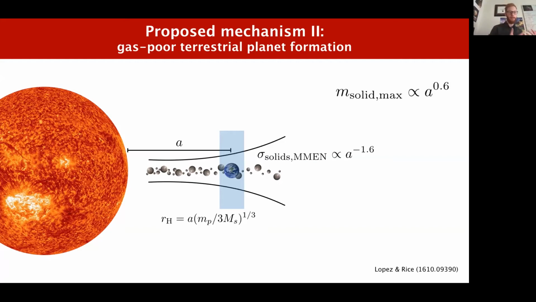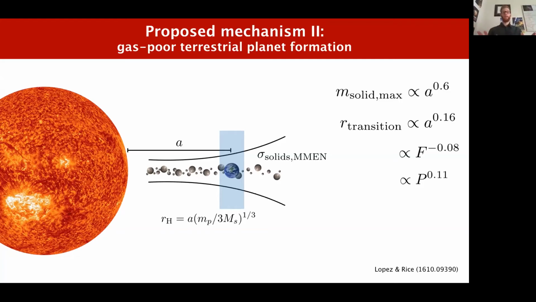So if we now adopt a disk solid surface density from the minimum mass extrasolar nebula, MMEN, which is itself proportional to the distance a to the minus 1.6, and we then integrate that solid surface density over the planet's feeding zone, we end up with this maximum mass of a solid rocky planet, and it scales with orbital distance as a to the 0.6, right? So we're going to do the same thing we did before. We're going to convert that mass into a maximum rocky planet radius. And that tells us that the transition radius now scales as orbital distance to the 0.16, or as insolation to the minus 0.08, or as orbital period to the 0.11.